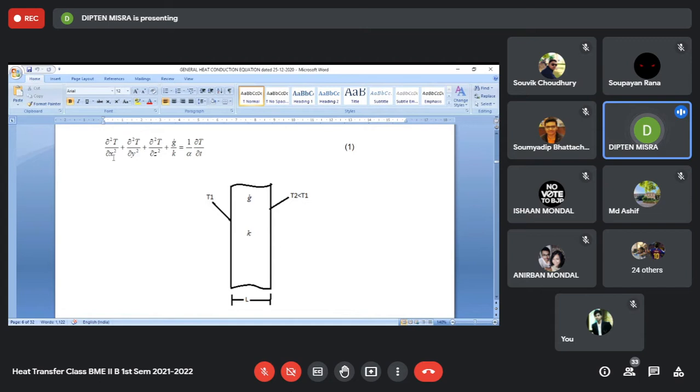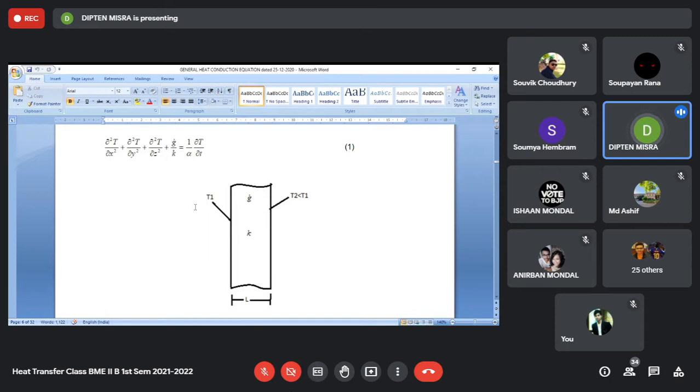So the equation will simplify to d²T/dx² plus g dot by k is equal to 0. Here g dot stands for the uniform volumetric heat generation, and k is the thermal conductivity of the medium that constitutes the wall.